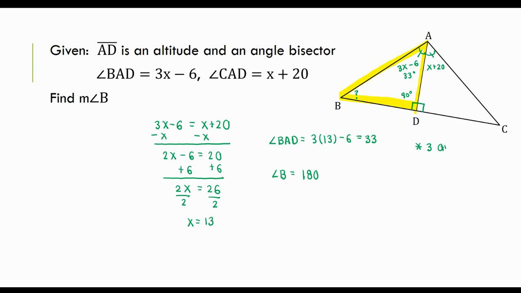So 3 angles of a triangle add to 180 degrees. So I'm going to subtract the 2 angles that I know. I'm going to subtract the 90 and I'm going to subtract the 33. Well, 180 minus 90 is 90. When I subtract 33, we find out that angle B is a 57-degree angle.